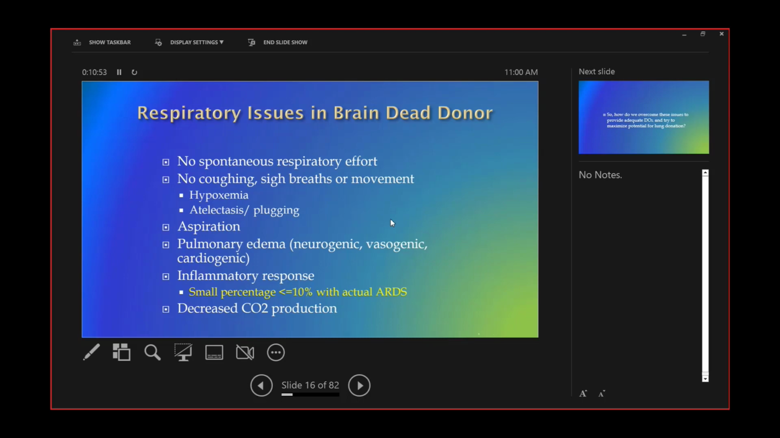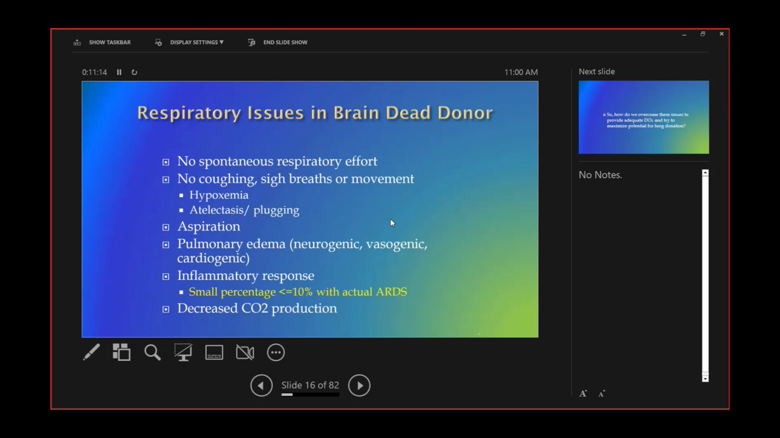And that's what we do. We have sigh breaths that open our lungs up every now and again. And we all do it all the time, especially during boring lectures. But not that this is one. But this is what keeps our own lungs open. But in brain dead patients, they don't cough, they don't sigh, they don't have any movement. And this leads to hypoxia, atelectasis, and plugging.